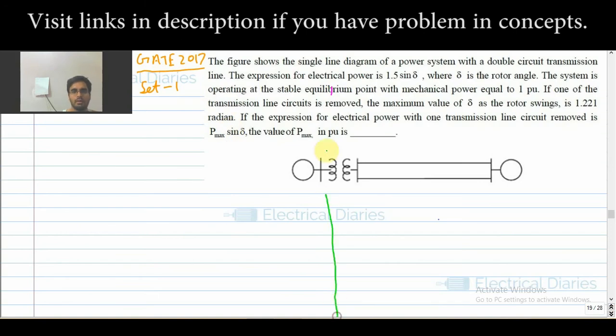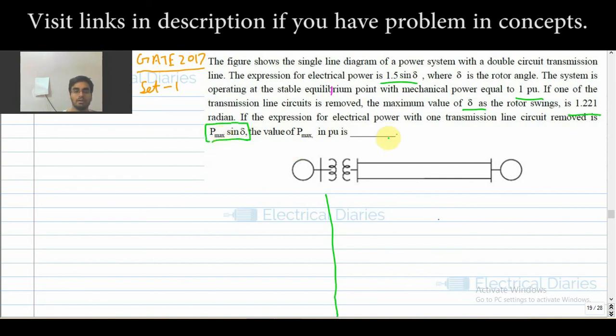In this question, the expression for power is given as 1.5 sin delta. The system is operating at stable equilibrium with the mechanical power equal to 1 per unit. If the transmission line circuit is removed, the maximum value of delta is also given to us. So in this expression, when the line is removed, we have to find out the expression, that too of P max.